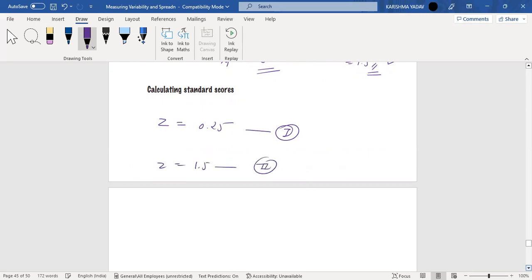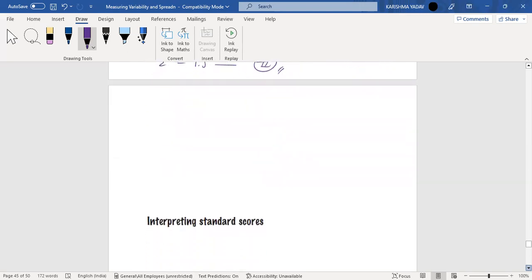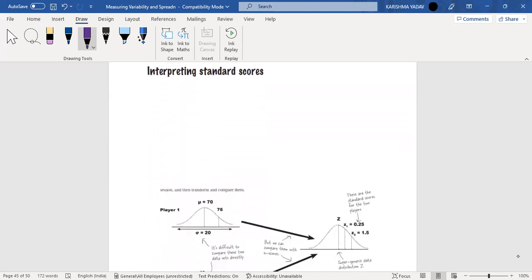Now let's see the interpretation of these two scores of player 1 and player 2. What does the standard score give us? Standard scores give us a way of comparing values across different sets of data. When the sets of data have different means and standard deviations, they are a way of comparing values for different sets of data.